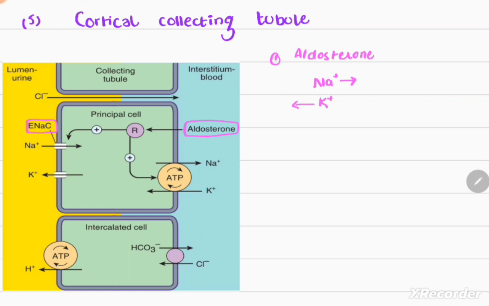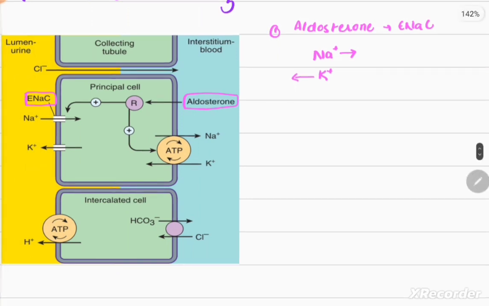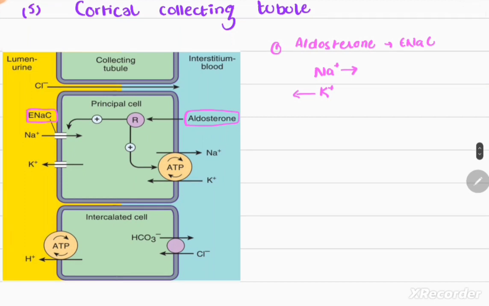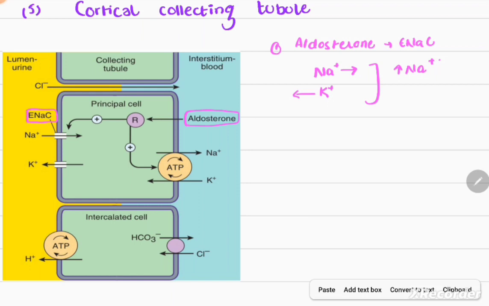So this aldosterone acts on the ENaC, which is the channel. It is an exchanger of sodium, and with the help of this channel, it causes an increase in the influx of sodium and an efflux of potassium. So as a result, what do we have? We have an increased concentration of sodium in the body, and we have an increased excretion of potassium outside the body. So this is the net result of aldosterone action on the body.